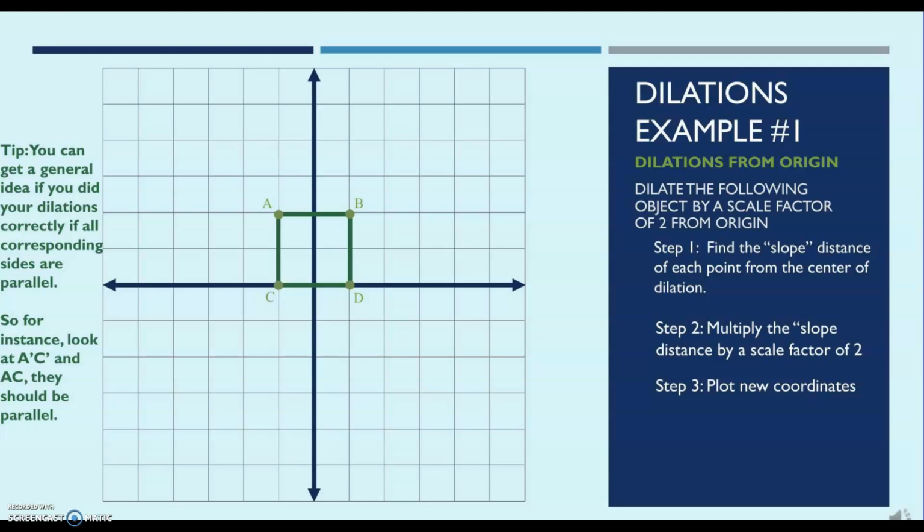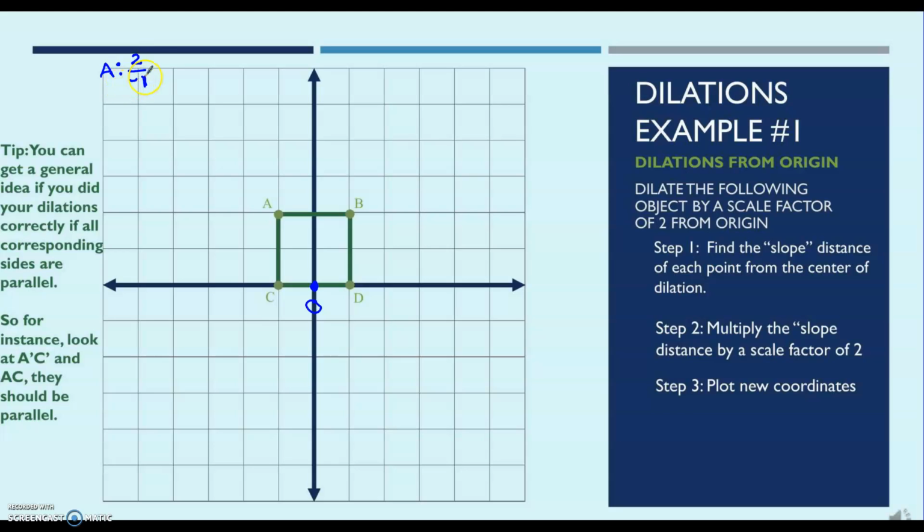All right, so let's say for this first example right here, I want to dilate this square by a scale factor of 2, and my center of dilation is going to be at the origin. So what you want to do is find the slope distance. What I mean by the slope distance is think about how you find the slope given any 2 points. So if I wanted to find the slope from the origin to point A, I would go up 2, left 1.